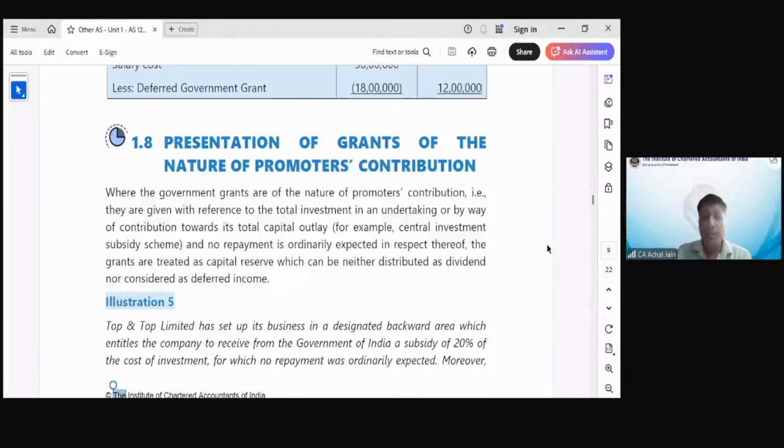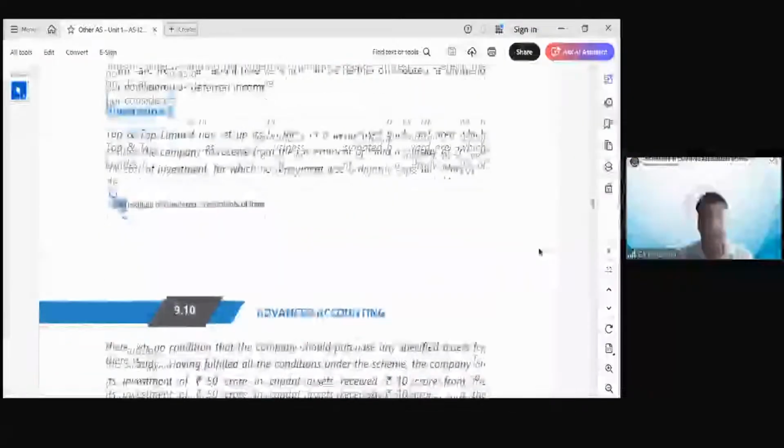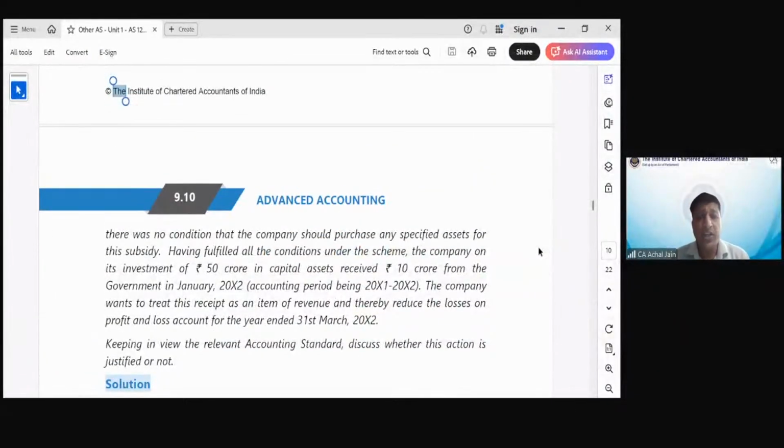So let's look at this example now. Top and Top Limited has set up its business in a designated backward area, which entitles the company to receive from the Government of India a subsidy of 20% of the cost of investment, for which no repayment was ordinarily expected. Moreover, there was no condition that the company should purchase any specific assets for this subsidy.